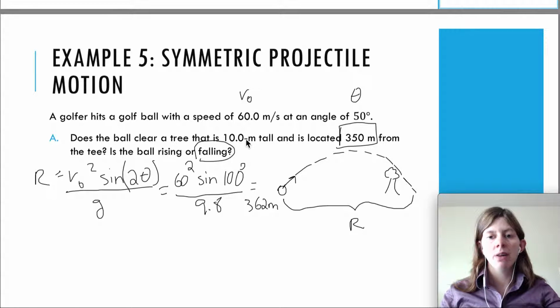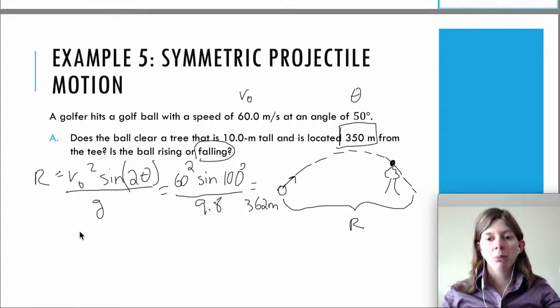And now to answer the other question: does the ball clear the tree? The easiest way to figure this out is to figure out what is the height of the ball when it reaches the location of the tree. Is that height more or less than 10 meters? And that will give us our answer.